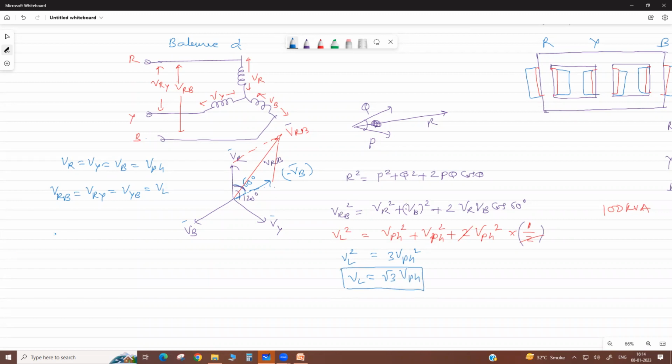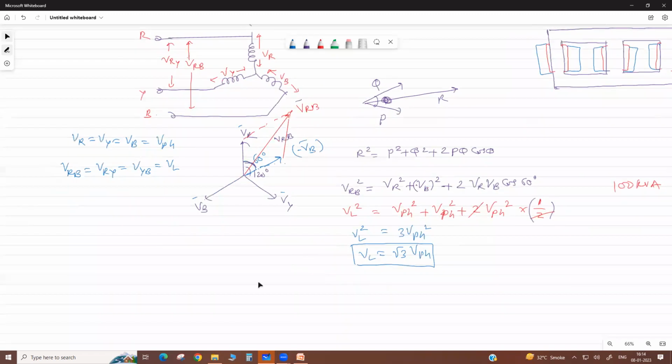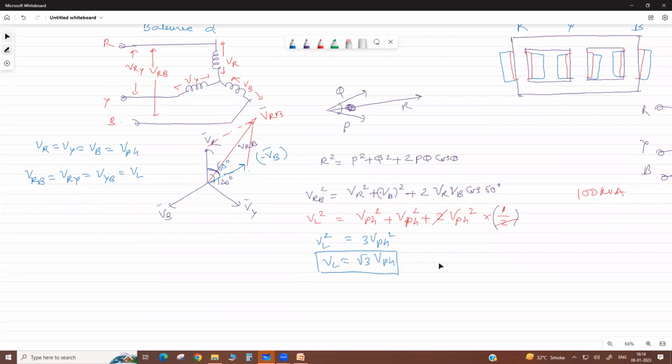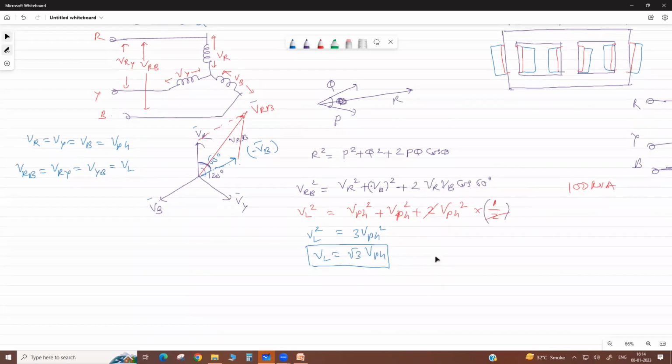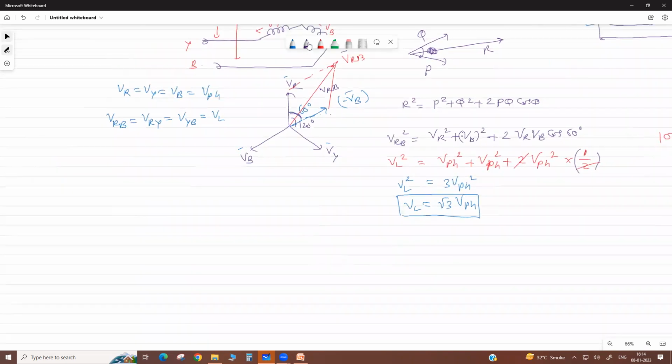In orals, some examiner asked this question one or two years back: why has this root 3 come, how is it? Correct. Now my dear, why is it required here?